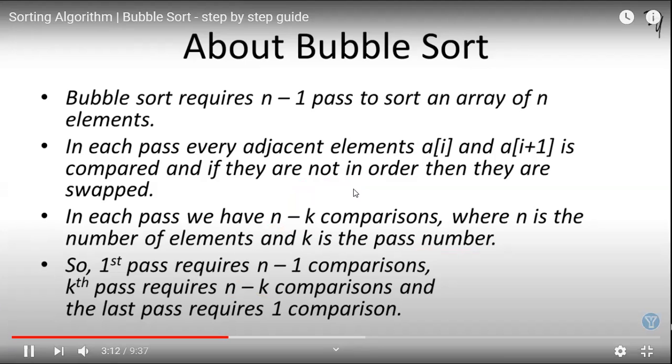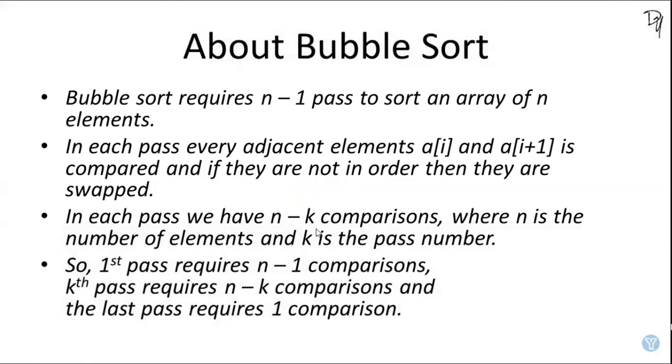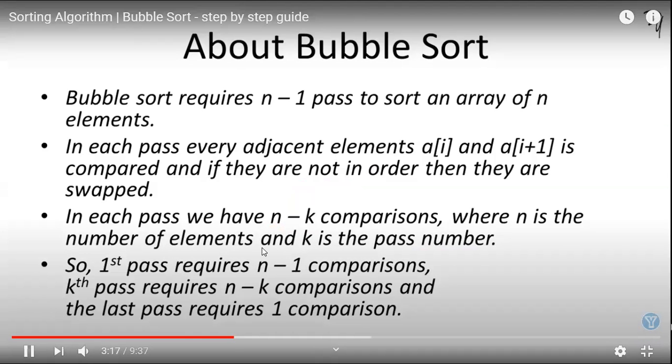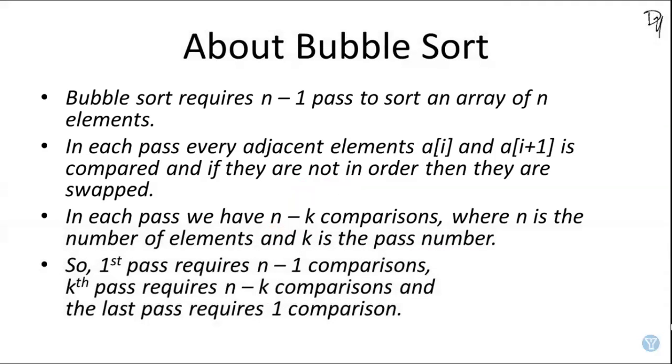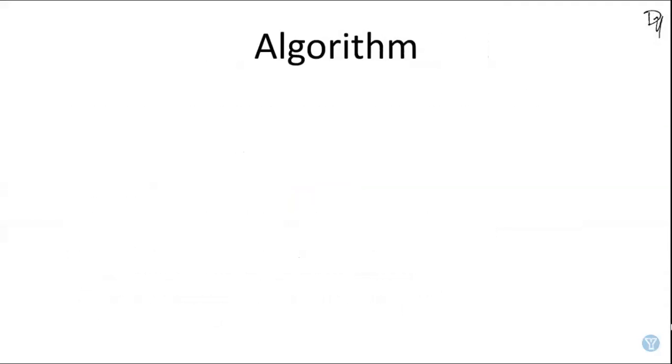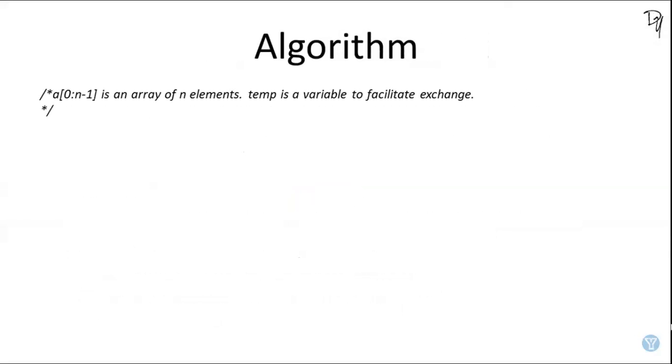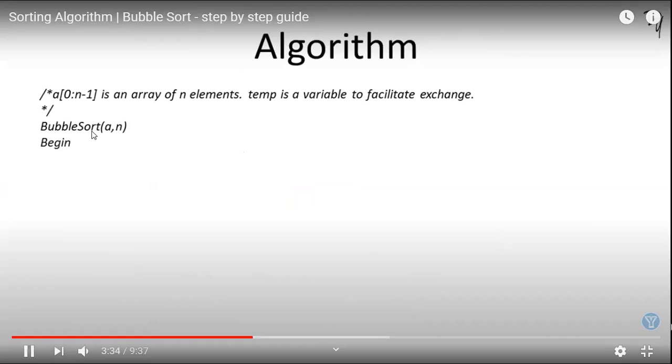Okay. So from these findings, we can conclude the order of bubble sort, right? How we can conclude the order of bubble sort, we will see. Before that, we will see the sort algorithm. So bubble sort, A is nothing but the array, N is the number of elements.